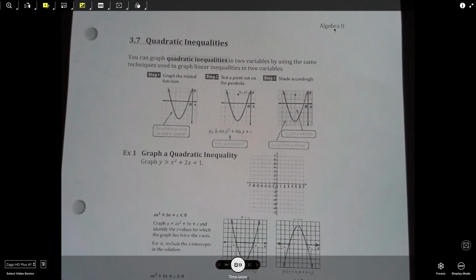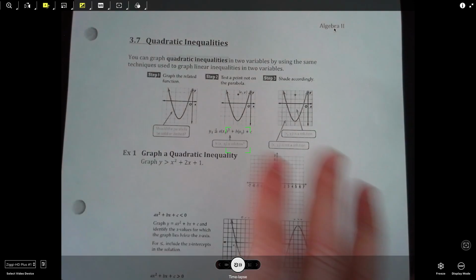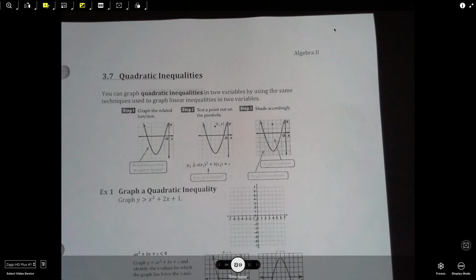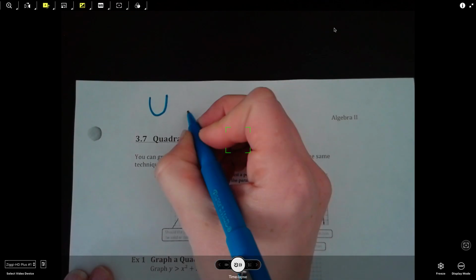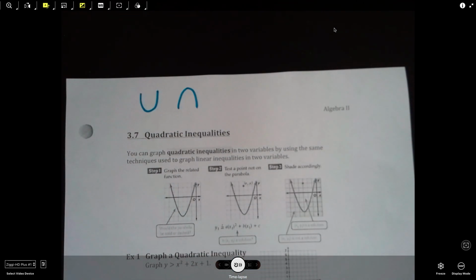Last section: quadratic inequalities. Let's just review a little bit on quadratics, okay? When we're graphing quadratics, what do they look like? You should know this by now. A U. Well, they look like a parabola, whether it's like this or like this, okay?